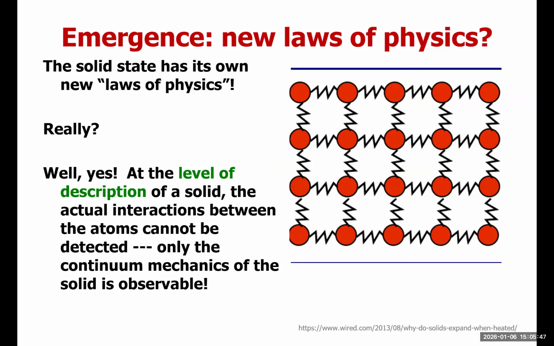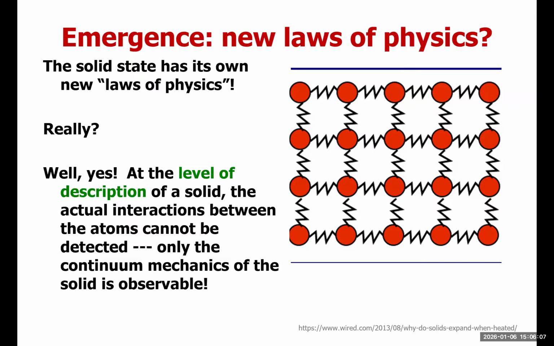All I knew was how to describe things by understanding the elasticity theory, the continuum mechanics. The only thing you can observe when you look at a solid like this is the continuum mechanics. You have to work a lot harder to be able to see the atoms and then figure out how they interact and so on. So at the level of description of a solid, the actual interactions cannot be detected. All you see are the emergent interactions.